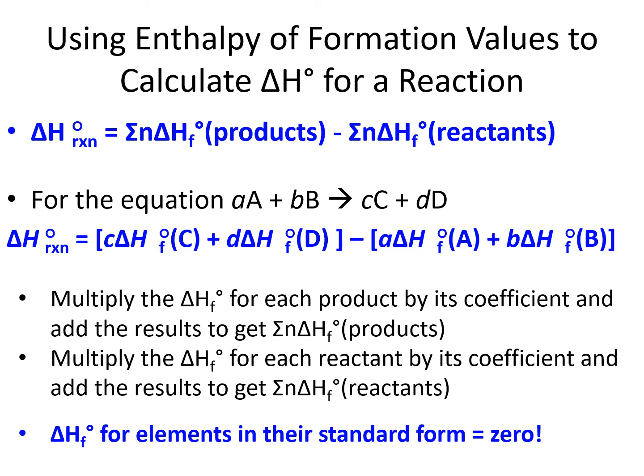One thing to keep in mind is that the delta HF for elements in their standard form is 0. A substance may not be explicitly listed in a table, but if it's an element in its standard form, let's say oxygen gas or nitrogen gas or zinc solid, then its delta HF would be 0. Essentially, it takes 0 enthalpy to form it because it's the way it's already found in nature.